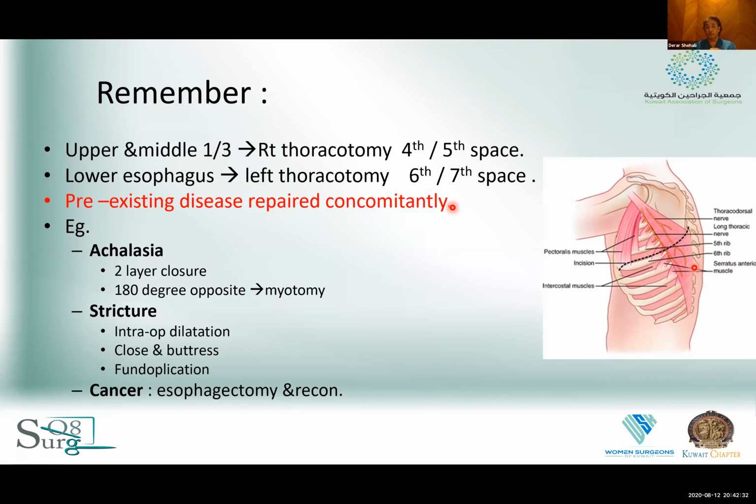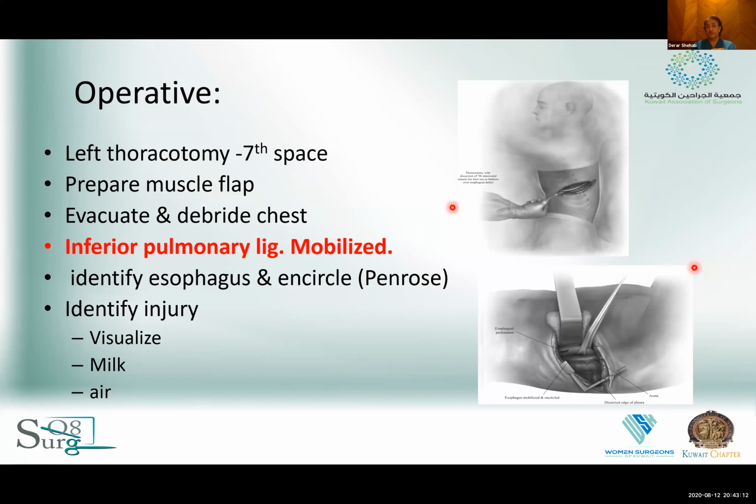If you have a benign stricture with perforation, then before you repair your perforation, you do an intra-op dilatation of that stricture, and then close that perforation, buttress it, and make sure that you do a fundoplication to treat the underlying disease, which is reflux. In case of cancer with perforation, esophagectomy and reconstruction at a later stage is very important at this point.